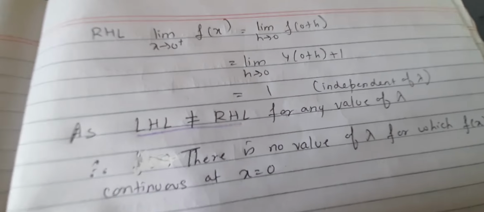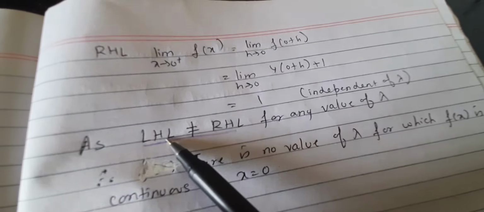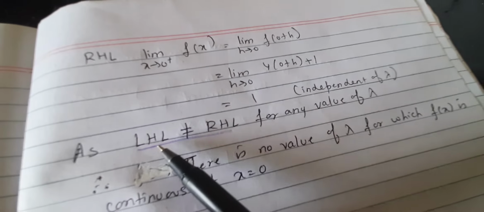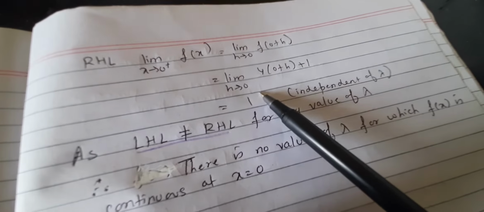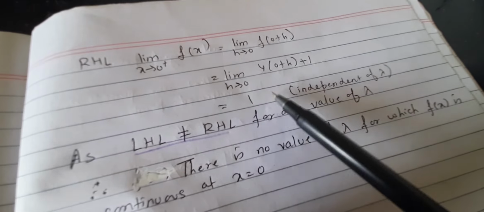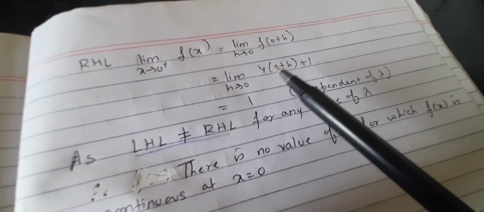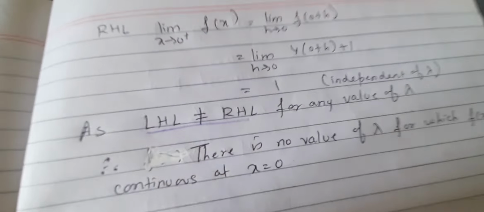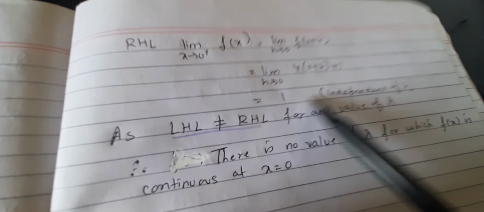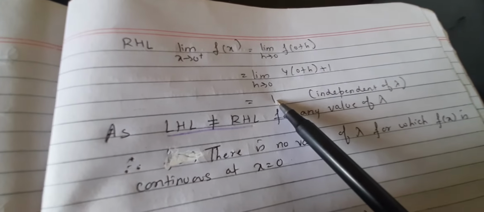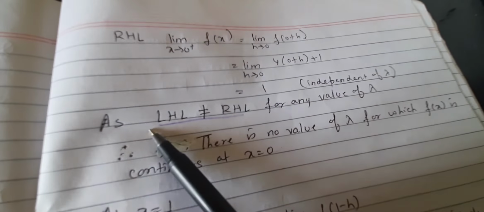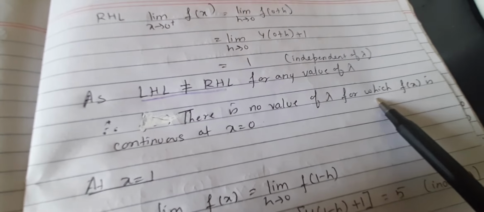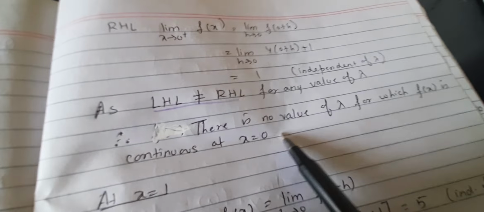And in no case will LHL be equal to RHL, because LHL was 0 and RHL is 1. So for no value of lambda can the function be continuous. As it is independent of lambda, there is no lambda. Suppose this was 1 plus lambda, I could have written 1 plus lambda is equal to 0 and lambda is equal to minus 1. And for lambda equal to minus 1, it is continuous. But here both the values are independent. LHL and RHL both are independent of lambda. We cannot substitute lambda. So we cannot make it continuous for any value of lambda. As LHL is not equal to RHL for any value of lambda, therefore there is no value of lambda for which f of x is continuous at x is equal to 0.